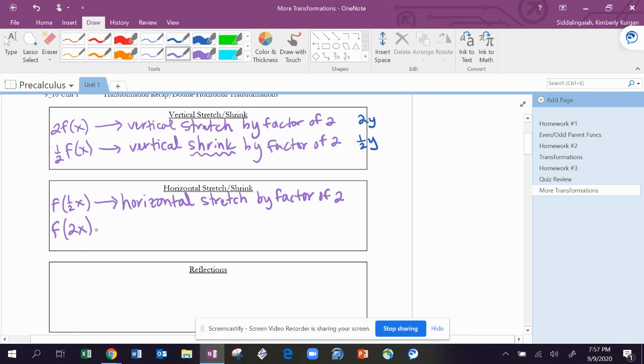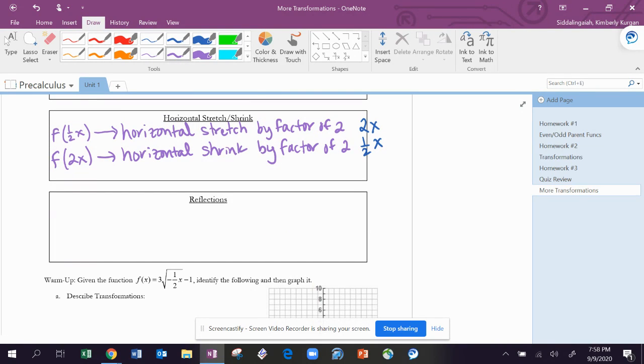Whereas if we see a plain old 2 inside, that would be a horizontal shrink by a factor of 2. So point rules. When I see the 1/2 on the inside, I know it's opposite, so I'm going to do 2x. When I see the 2 on the inside, I know it's opposite, so I'm going to do 1/2 x.